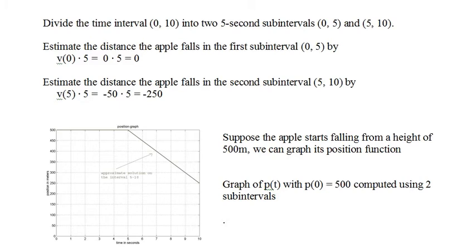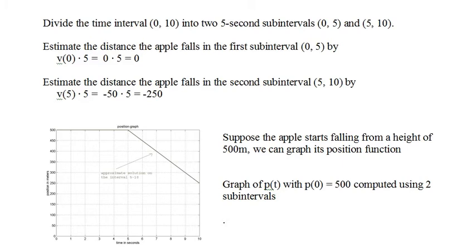The second subinterval is from t equals 5 to t equals 10 seconds, and we estimate the distance the apple falls during this subinterval by multiplying its velocity at the start of the subinterval, v of 5, which is minus 50 meters per second, times the length of the subinterval, which is 5 seconds, or minus 50 times 5, which equals minus 250 meters. So now we're picking up some speed. To graph the apple's position as it falls, we need a starting point. So we'll assume its initial position is 500 meters.